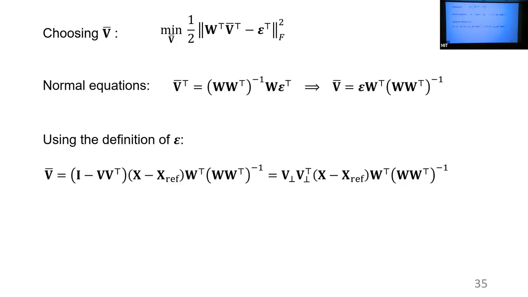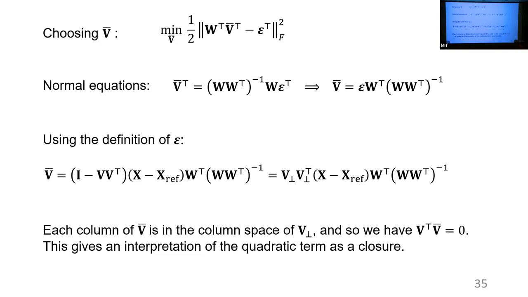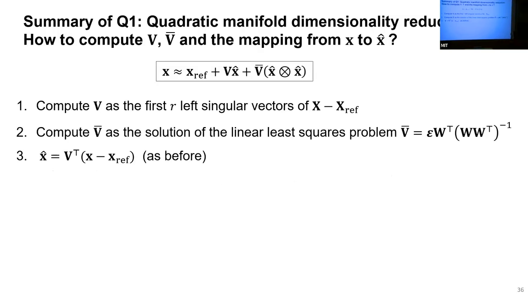So again, there's a whole lot of linear algebra here, just plugging and chugging at this point, writing out the normal equations, and getting to this explicit expression, the solution of the linear least squares problem for the basis for those modes V bar, and recognizing that we have by construction this condition. And so this is where now we get this interpretation of the quadratic term as a closure.